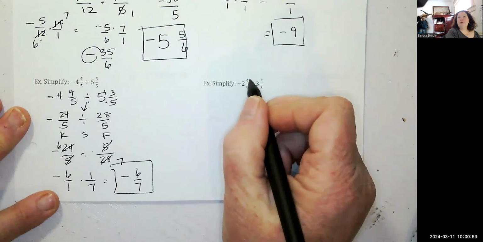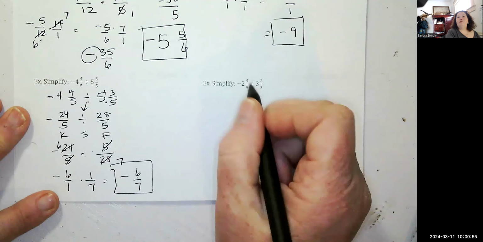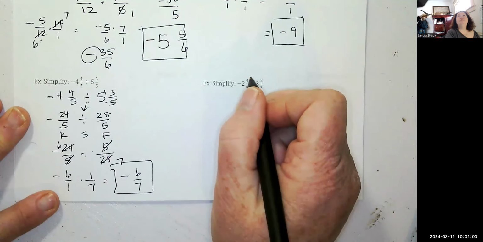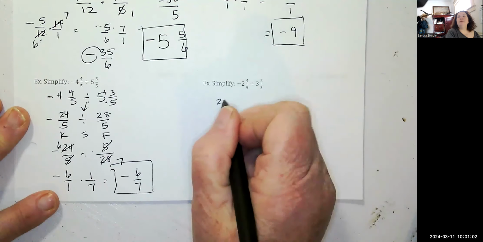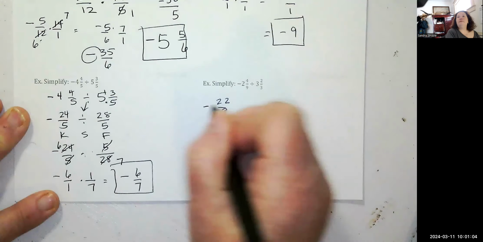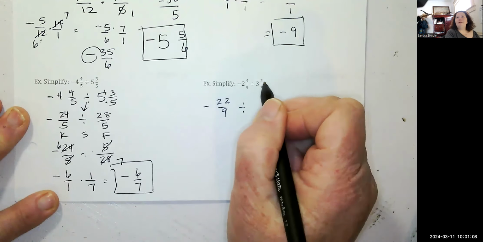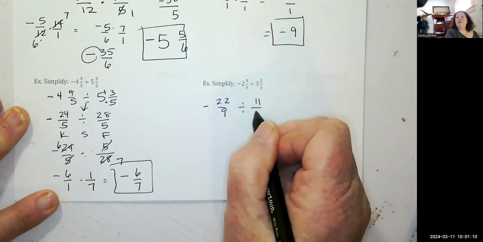Okay, -2 and 4/9 divided by 3 and 2/3. I'm just going to go around the world right now. 9 times 2 is 18. 18 plus 4 is 22 over 9, and it's negative. Divided by 3 times 3 is 9. 9 plus 2 is 11 over 3.